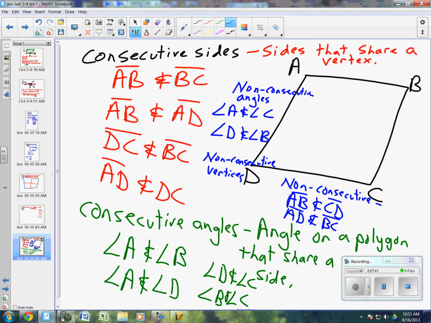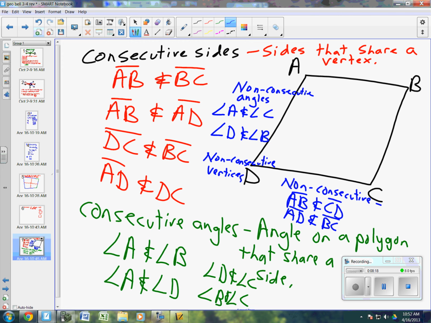Non-consecutive sides are two sides not intersecting or not next to each other. See, consecutive sides intersect, like AB and BC intersect at B, right? So non-consecutive sides are sides that don't ever intersect. Non-consecutive angles would be like A and C or B and D. More like angles that don't share a side. It's the opposite definition of consecutive angles, right?